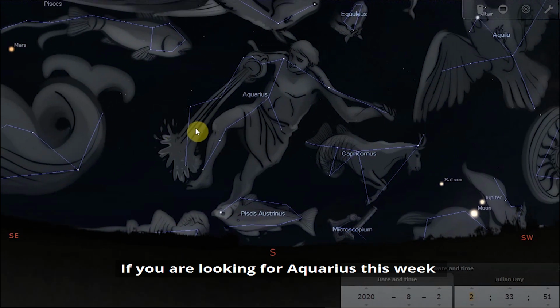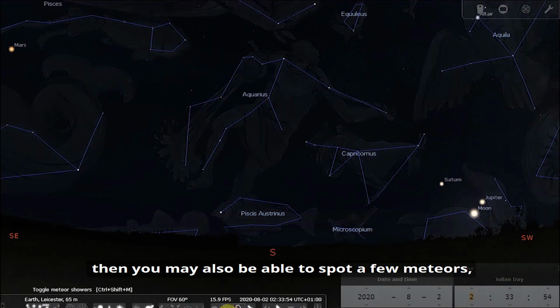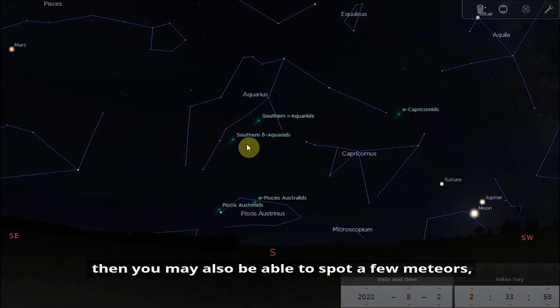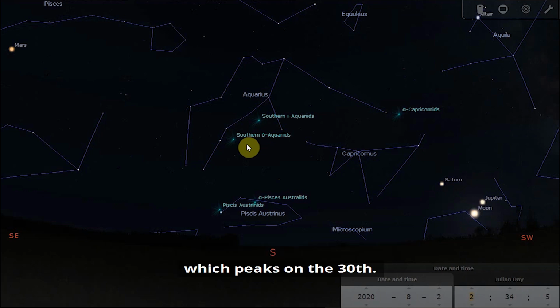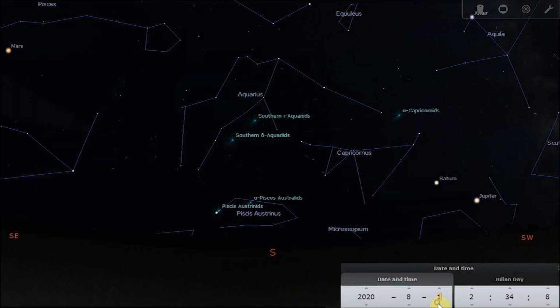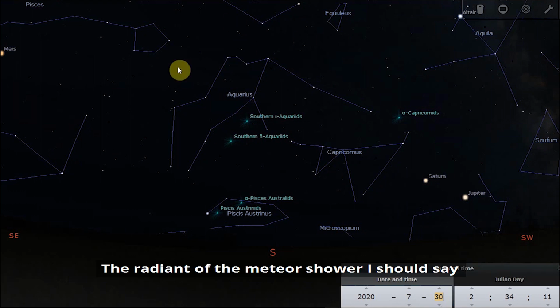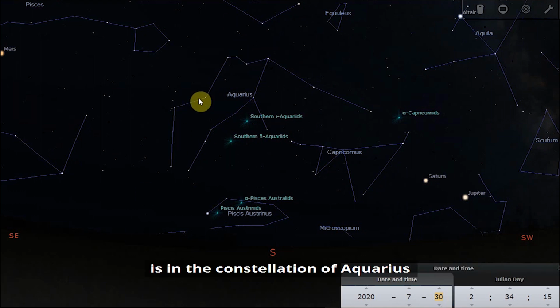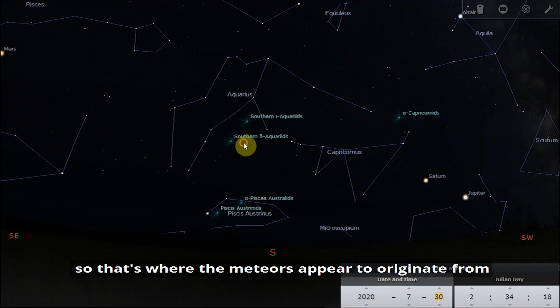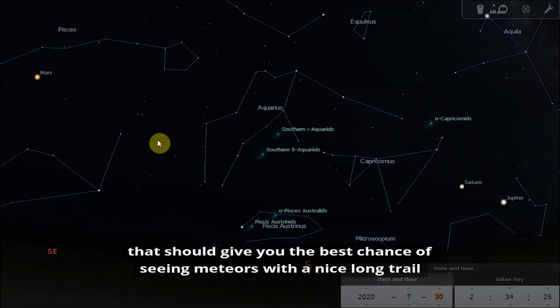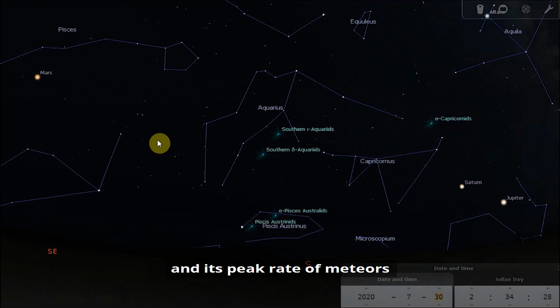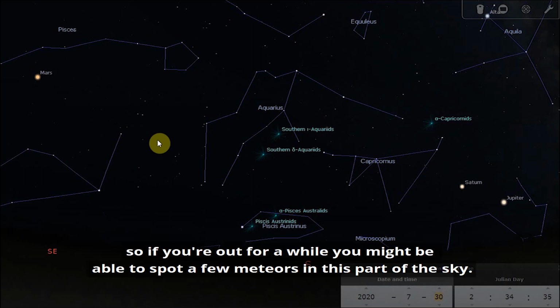If you are looking for Aquarius this week, then you may also be able to spot a few meteors. There is a minor meteor shower called the Southern Delta Aquarids, which peaks on the 30th. The radiant of the meteor shower, I should say, is in the constellation of Aquarius. So that's where the meteors appear to originate from. So if you look a little bit away from the constellation that should give you the best chance of seeing meteors with a nice long trail. And its peak rate of meteors is thought to be about 18 or so per hour. So if you're out for a while, you might be able to spot a few meteors in this part of the sky.